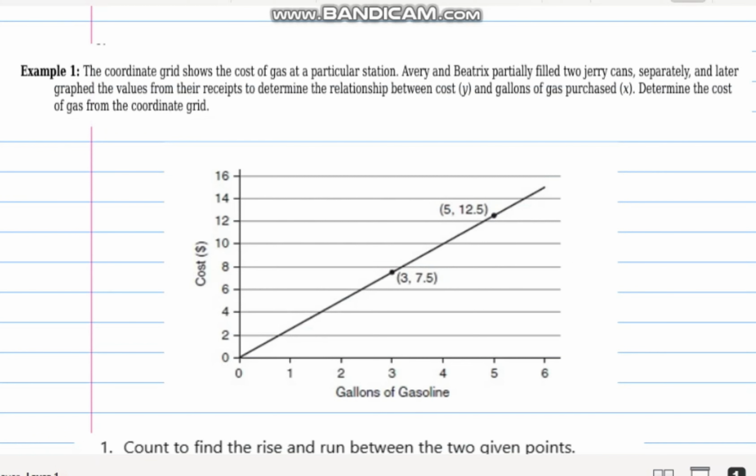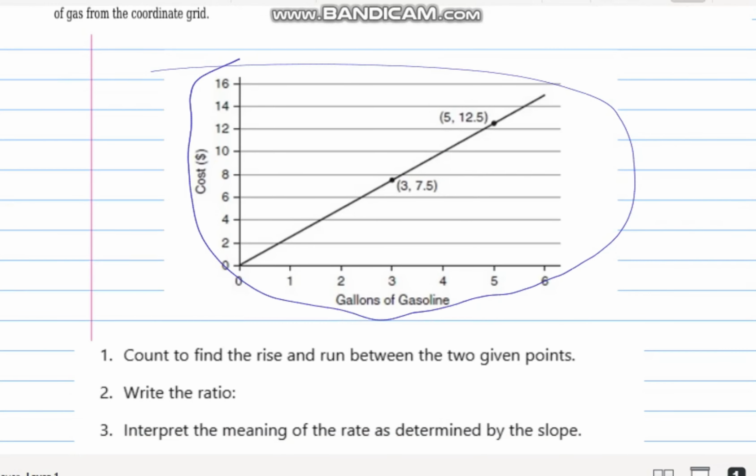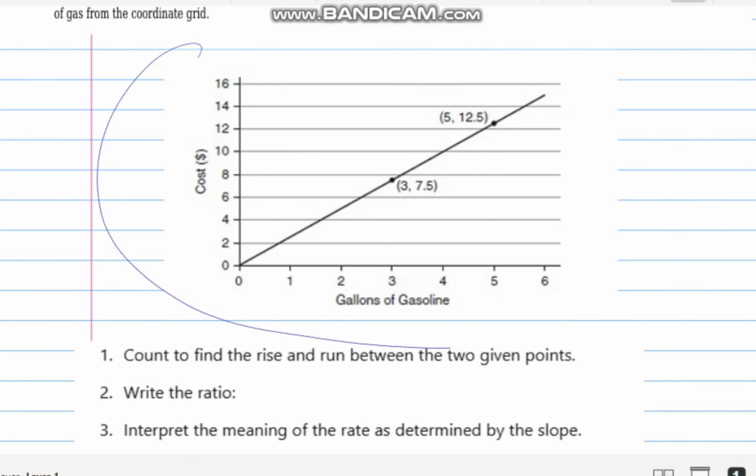So the question is, the coordinate grid shows the cost of gas at a particular station. Dear students, first of all, in the question, there is a coordinate grid. Where is the coordinate grid? This is the coordinate grid. Let me circle it again for you. This all is called the coordinate grid.